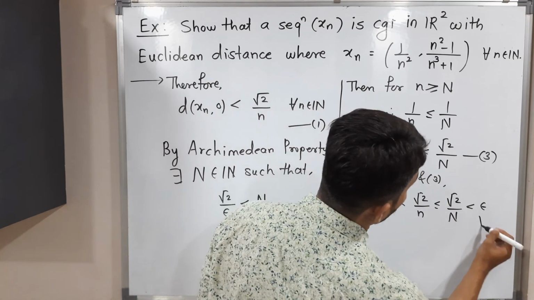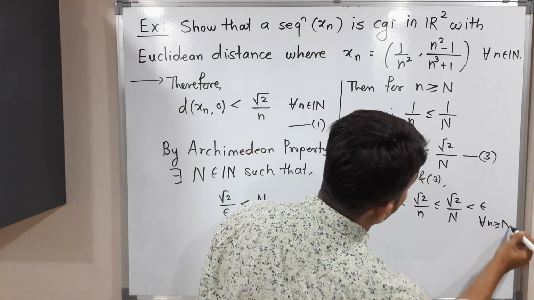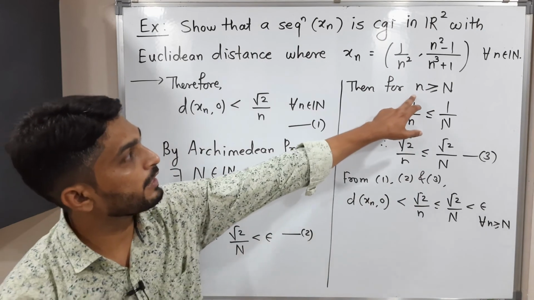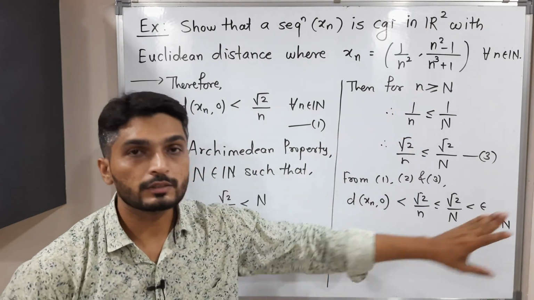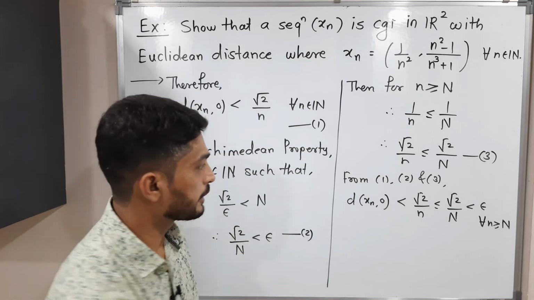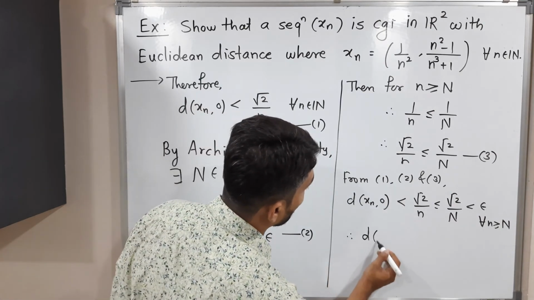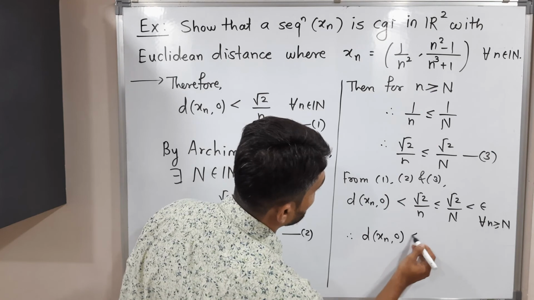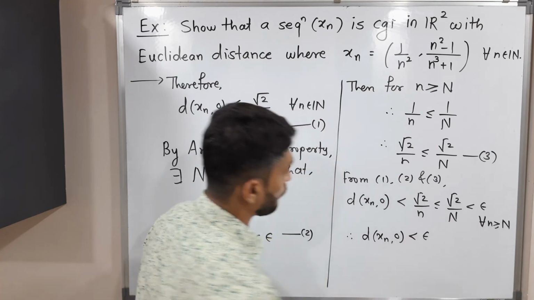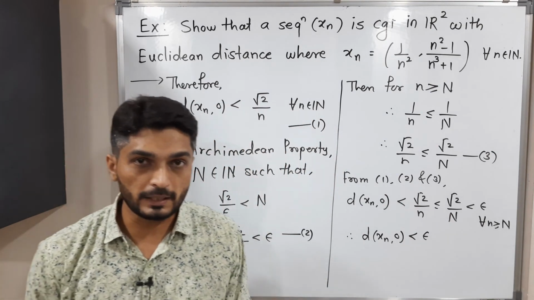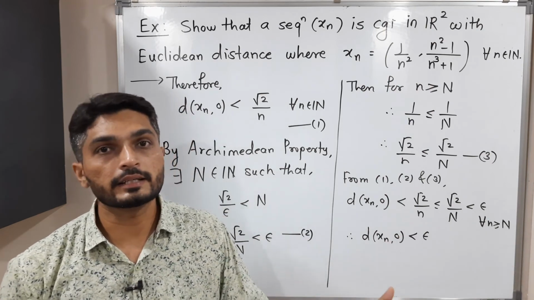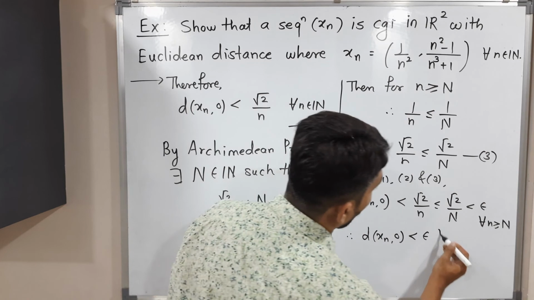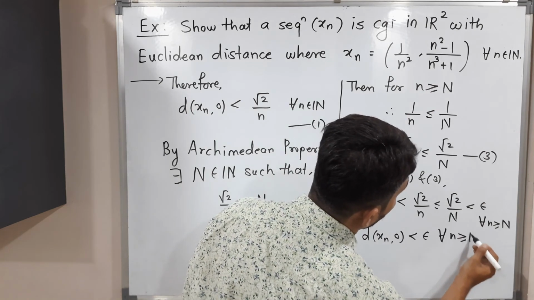I should mention here for all n greater than or equal to capital N. Since this condition we have added here, we should carry it here. So that's why I have written this is true for all n greater than or equal to capital N. So therefore d of xn comma 0 is less than epsilon. Okay, so you know that if a is less than b, b less than c, c less than d, we can directly write a less than d. I have done the same thing for all n greater than or equal to capital N.